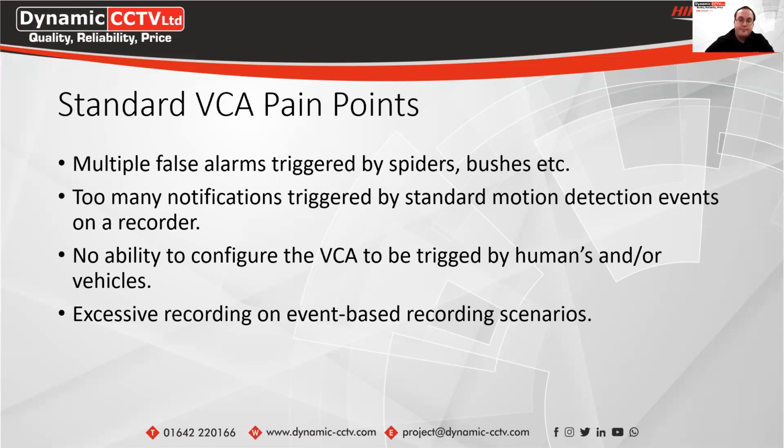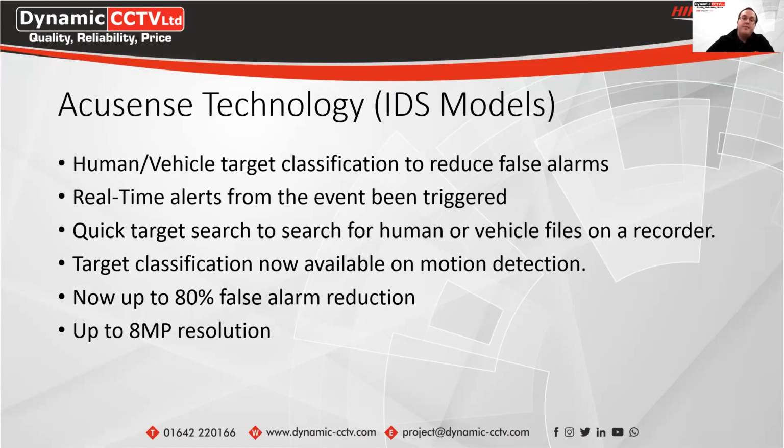But now with the new AcuSense range of TVI DVRs, which start with an iDS instead of a DS, you get the AcuSense alarm filtering technology. You can set it to human or vehicle target classification, which helps to reduce false alarms from the system itself. When it detects an object in the screen, it's running analytics in the background to see whether that's a human and or a vehicle, and it will work up to 70 to 80% accuracy at filtering out false alarms such as trees, bushes and everything else that can falsely trigger the system.